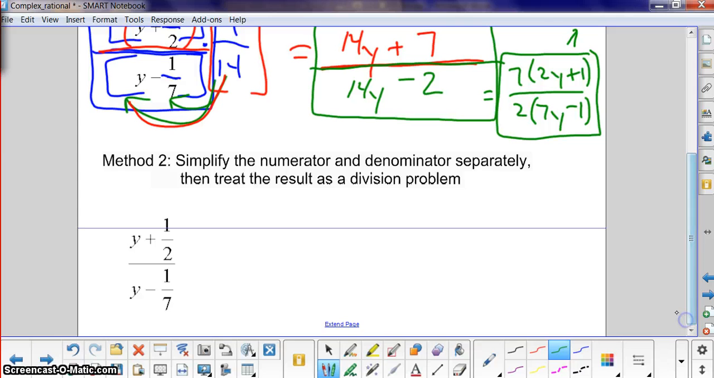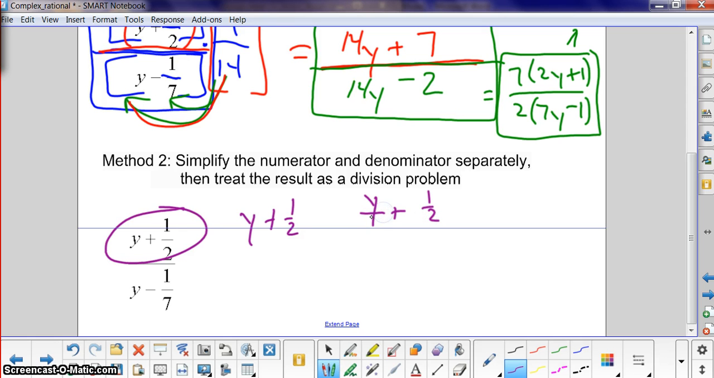There is another method of simplifying a complex rational expression, and that is to simply simplify the numerator and the denominator separately, then treat the result as a division problem. And what I mean by that is, let's just simplify this, y plus 1/2. Let's turn it into just one fraction. So right now I have y plus 1/2.